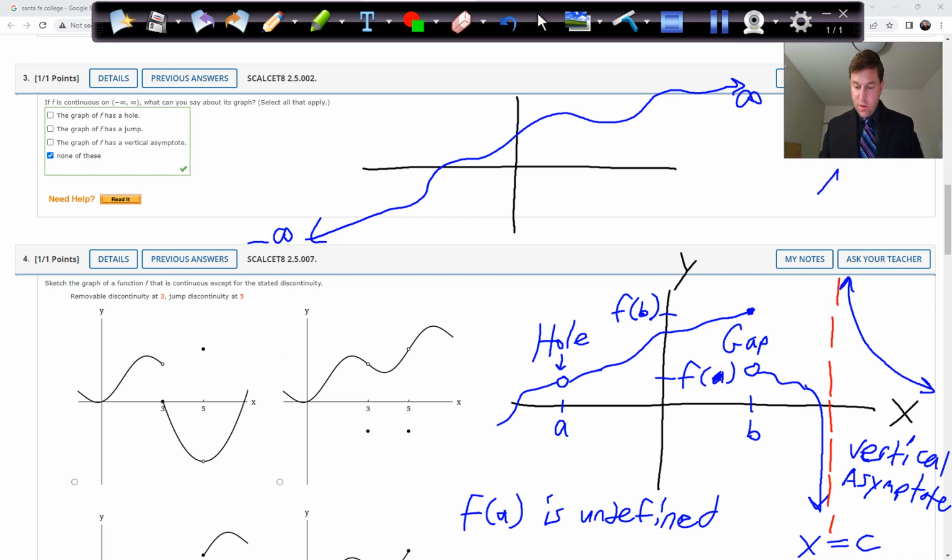A vertical asymptote occurs when I have some numerator divided by x minus c. So when x is c, I get 0 in the denominator. I get divided by 0, so it ends up being a vertical asymptote. So those are the three different discontinuities that we will see in this course. And we'll see how they show up and how we can deal with them throughout this lesson. Okay, problem 3.